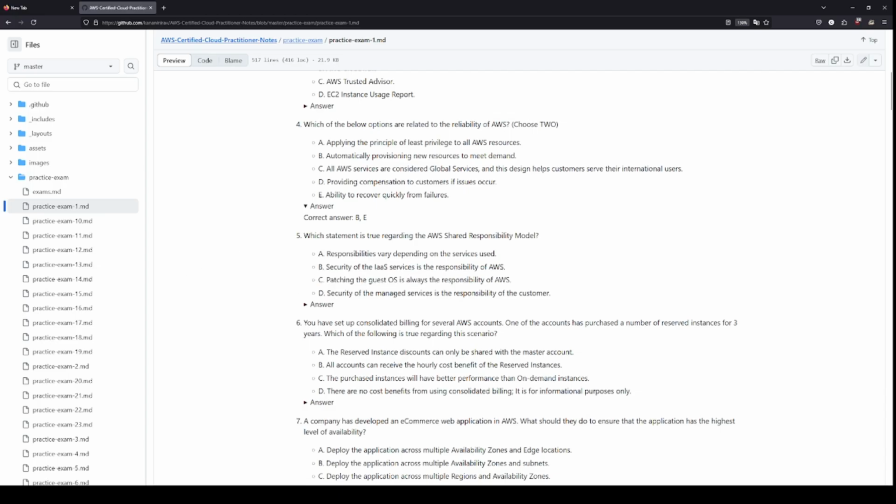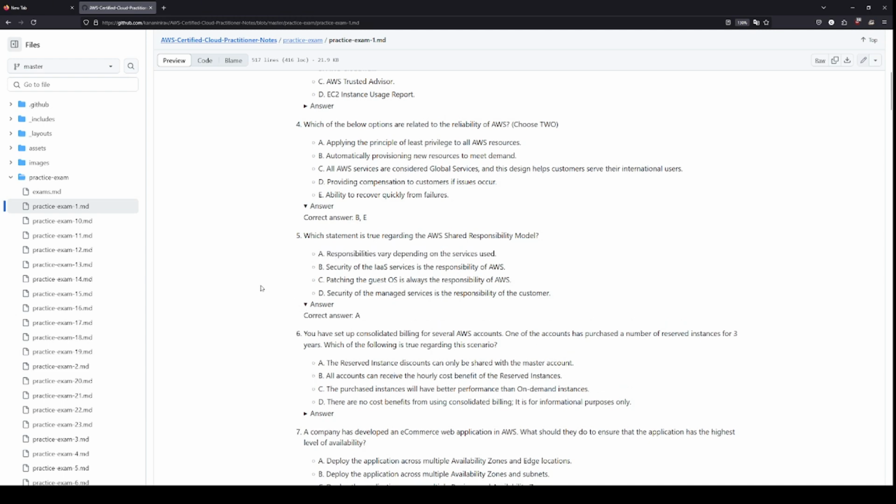D, security of the managed services is the responsibility of the customer. So the keyword here is managed services. So that means it's managed by AWS. So I think A is our best answer here. And there we go. So 6.